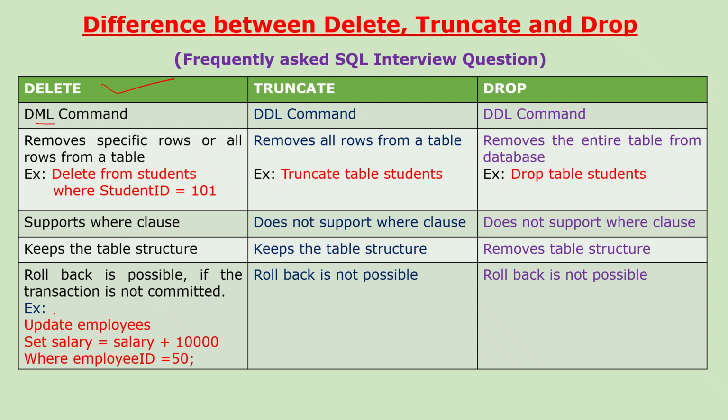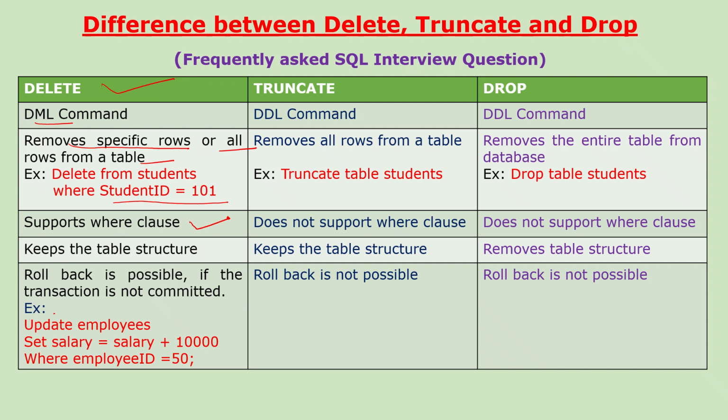The delete command is a DML command. DML means data manipulation language. By using the delete command, we can remove specific rows from a table or all rows from a table. For example, I want to delete the 101 record from the student table. For this, I can write: delete from students where student ID equal to 101. If we run this query, it will delete the record 101 from the student table. So the delete command supports the where clause.